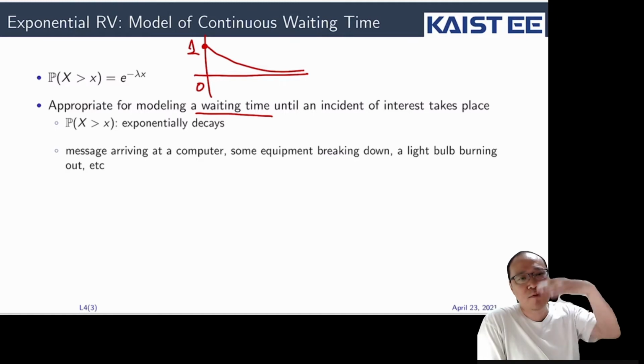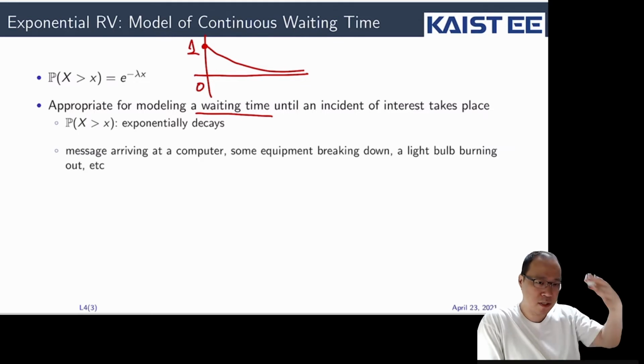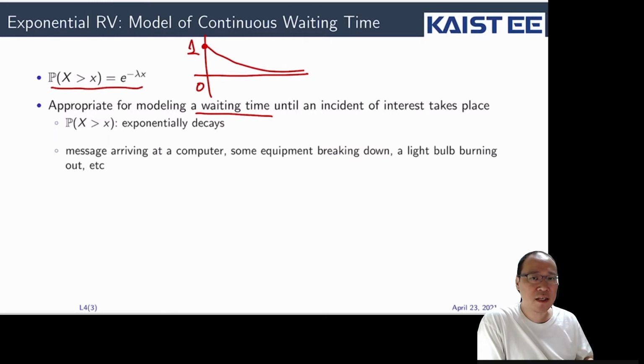For a short waiting time, we have a higher probability, but as the waiting time becomes larger and larger, we have a very small probability, so it exponentially decays. So this form of the CCDF can motivate us to use this random variable as the waiting time until some incident of interest takes place.